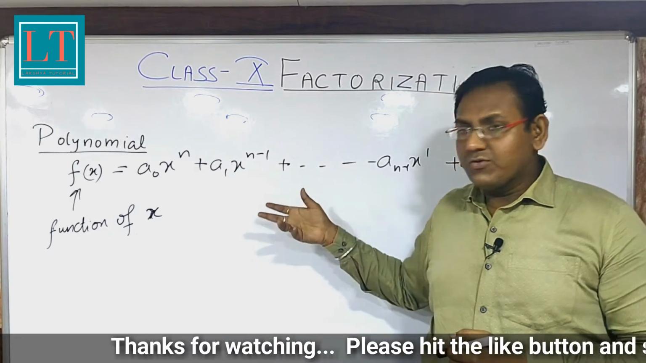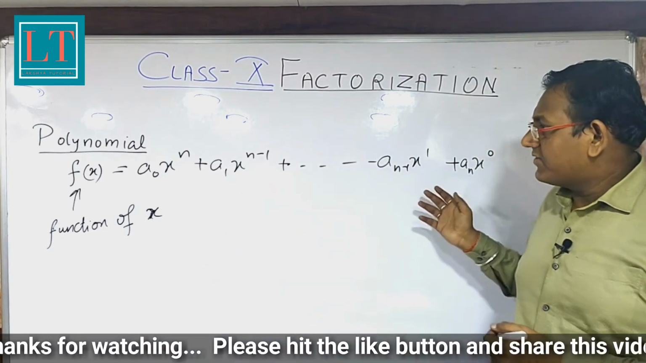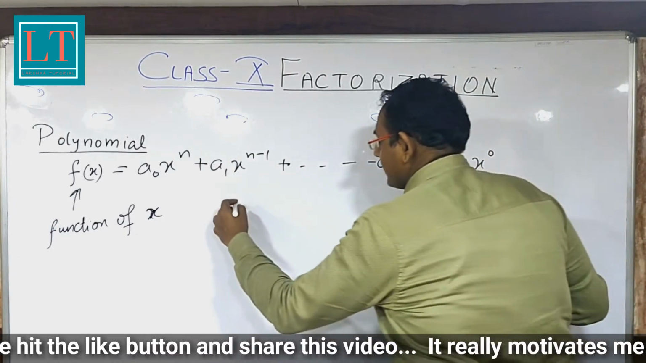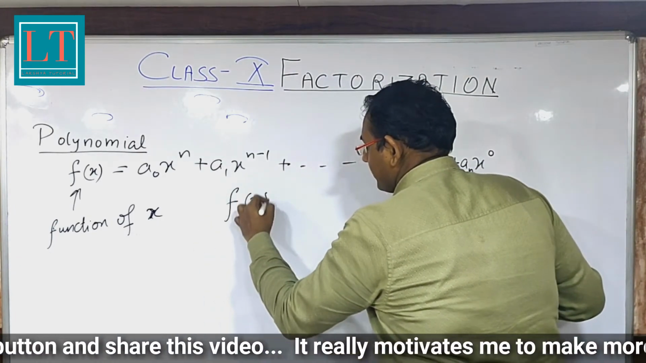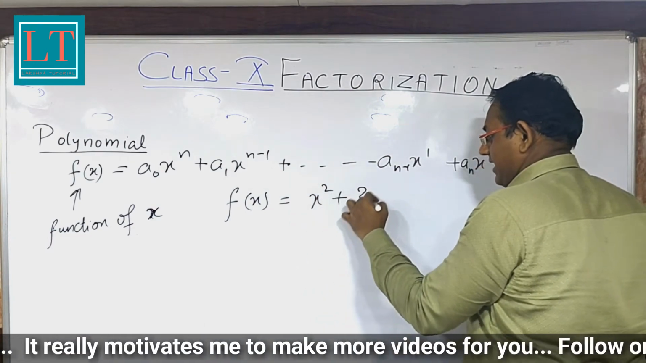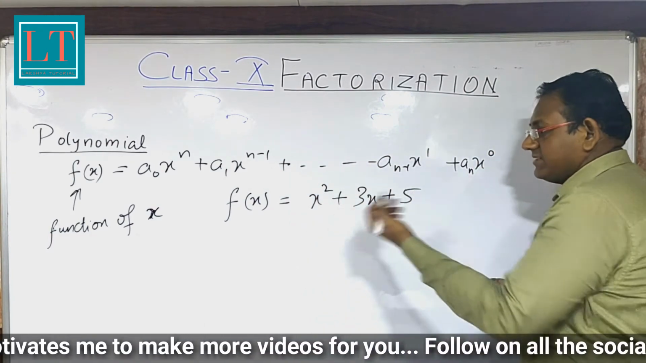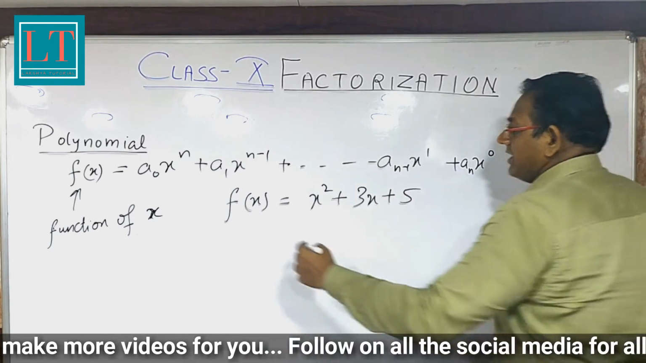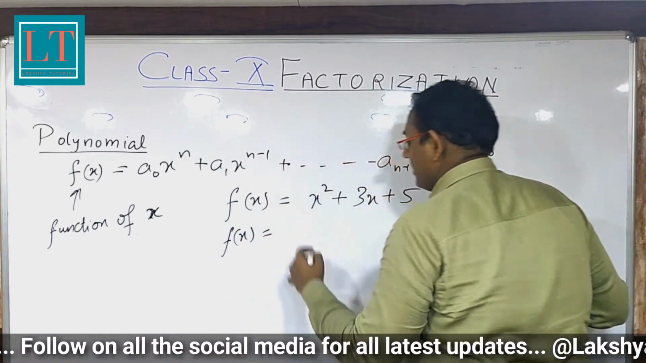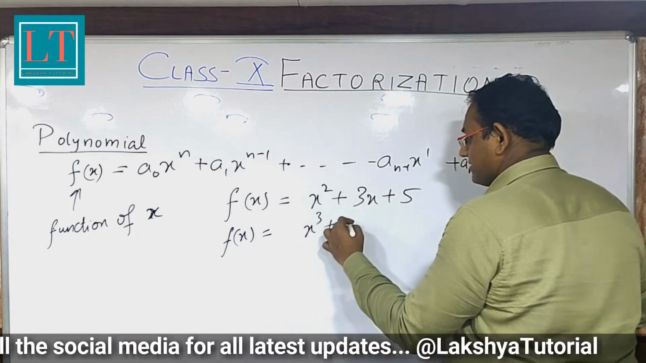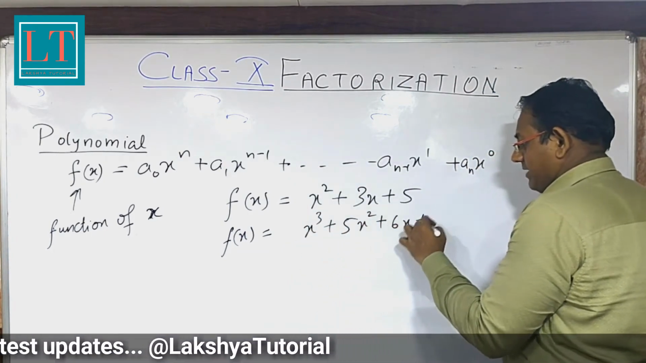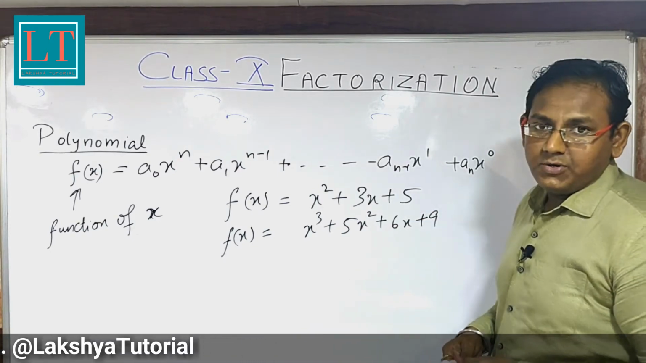So let us take a few examples of a polynomial. Suppose f of x is equal to x square plus 3x plus 5. This is a polynomial. Similarly, suppose f of x is equal to x cube plus 5x square plus 6x plus 9. This is also a polynomial.